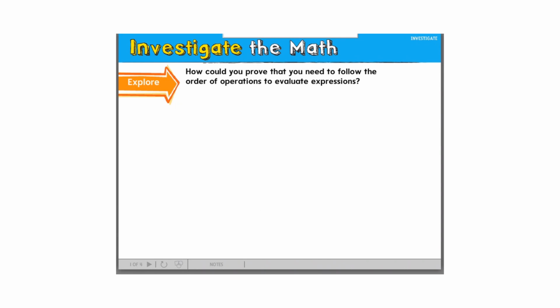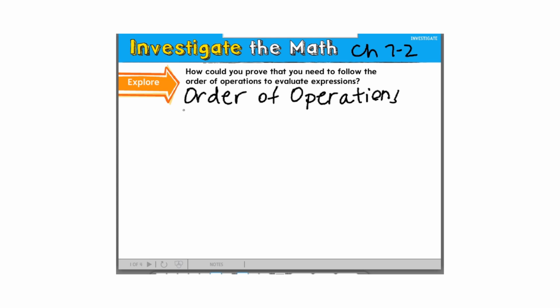Let's see. Here's what I need you to write in your notes. Chapter 7, Lesson 2. Make sure you write that, because then when you go back to study, you can always look to see which lesson you're studying for. Then I need you to write at the top the title of our lesson, which is Order of Operations. So remember, an operation is multiply, divide, add, or subtract. And so it is the order in which you do those parts of the math problem.